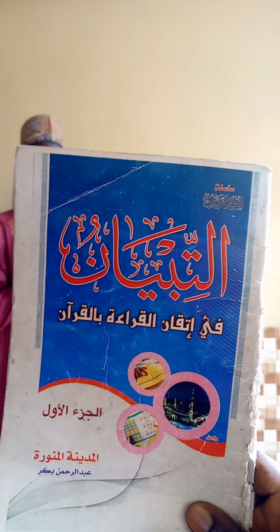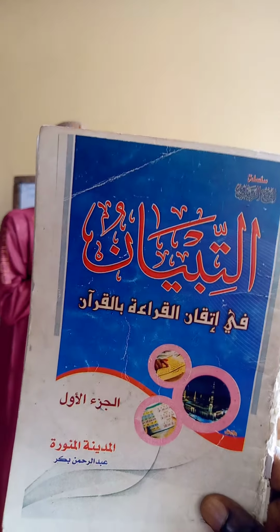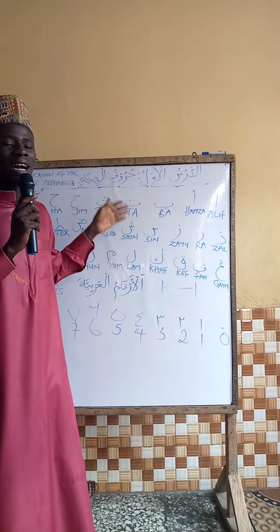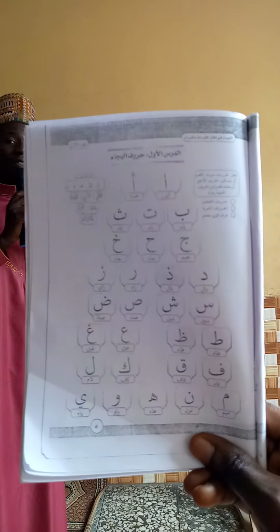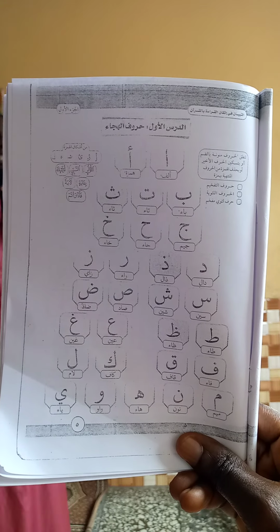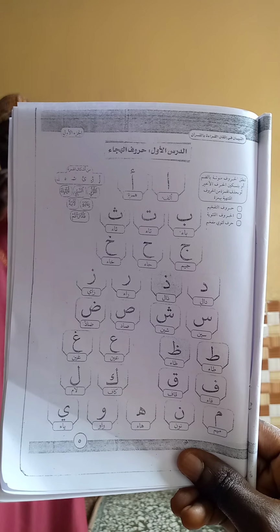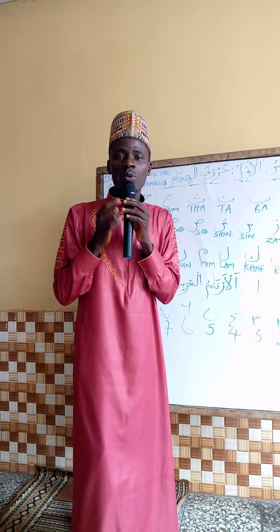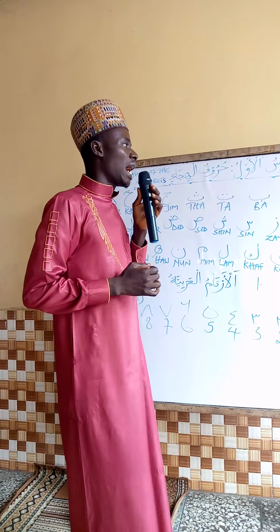So we are starting from page 5. That page 5 consists of Arabic alphabets. That is the 28 Arabic alphabets. Can you see it? That is the page 5, 28 Arabic alphabets. Now we'll be talking of حروف اللثوية, حروف المفخم, then حرف لثوي مفخم.